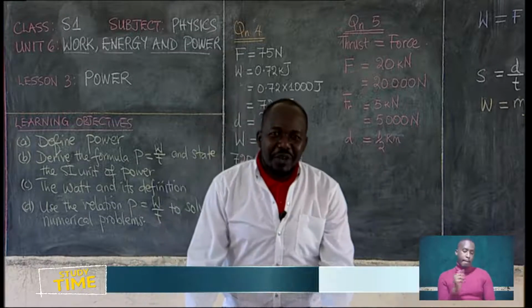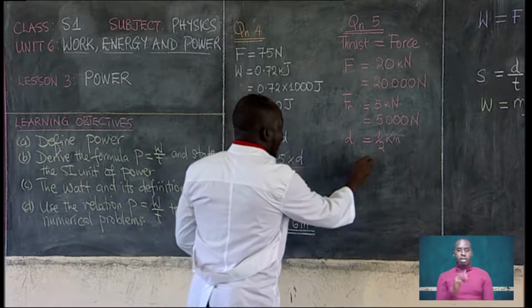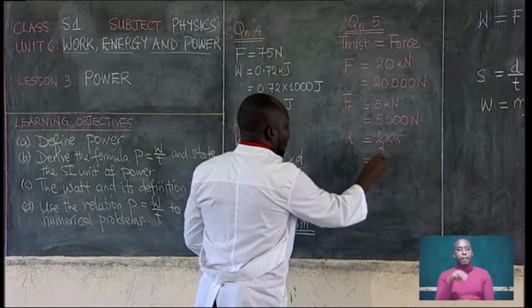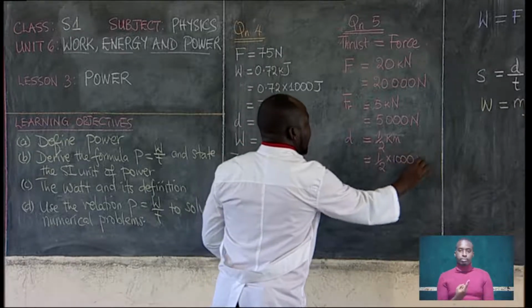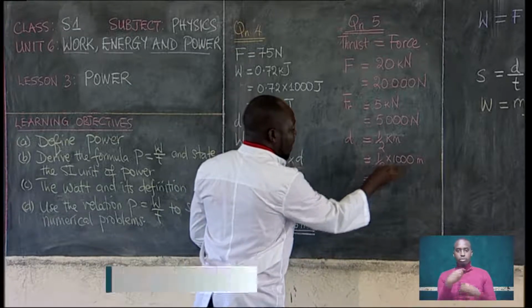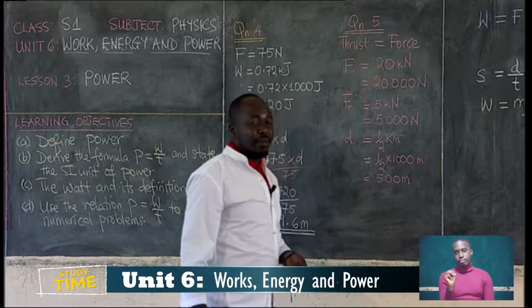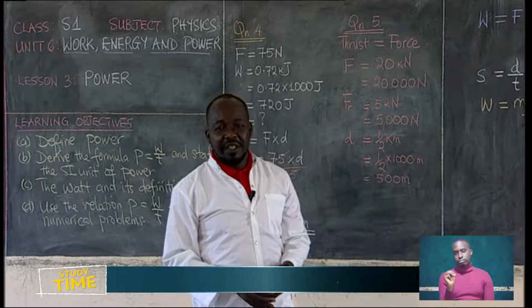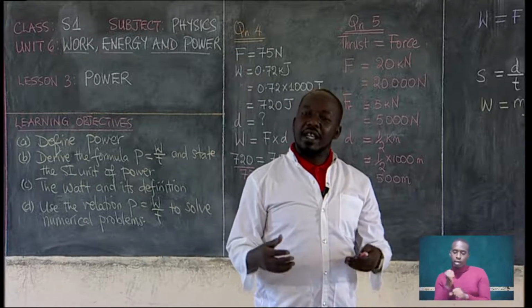But is the standard unit kilometer? No, the standard unit is meter. How many meters are there in 1 kilometer? It is going to be 1,000. So we multiply this by 1,000. And that becomes, if you cross-multiply very well, you are going to find how many meters? 500 meters. So the question is, calculate the work done by the tractor.